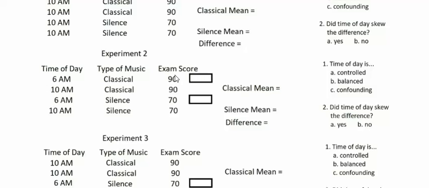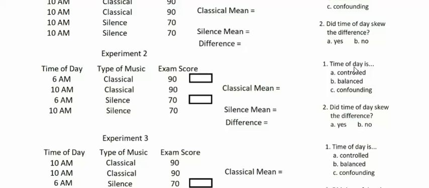And this is just the score that they would have had if it had been at 10 a.m. So it's just a baseline or a starting point. This is their actual score. So when you calculate the means and the difference, take the number in the box, or if there is no box, take the number that's there. So it's this, this, this, and this. And calculate the mean of classical, the mean of silence, and the difference, and see what happens.